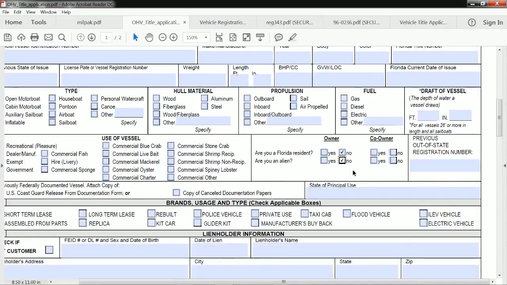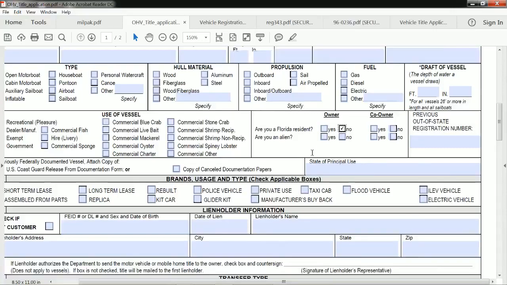Or as a matter of fact, now that I'm thinking, I would say it's a Florida resident because at the main point, it's currently domiciled in Florida. Right, because we're talking about a business, we're not talking about people. So yes, it is.